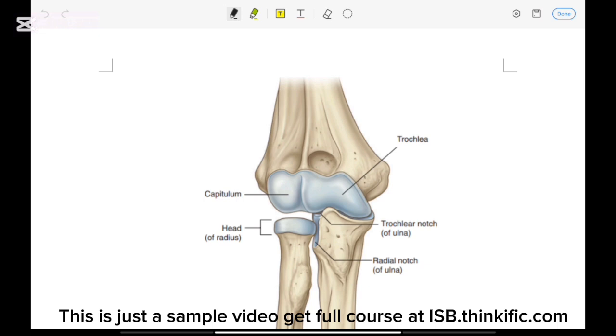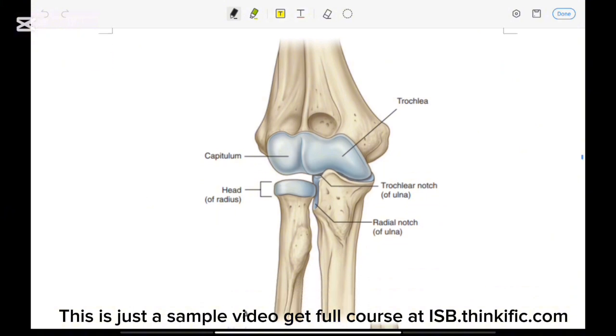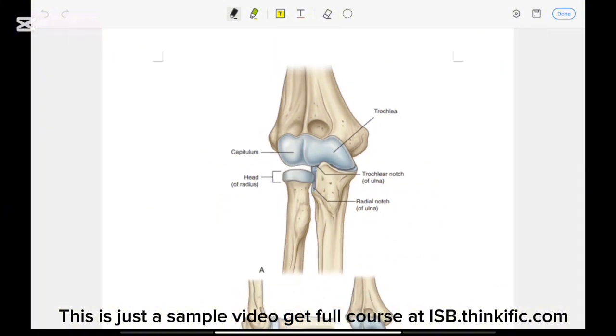We will be talking about the elbow joint and forearm in this lecture. You can view the elbow joint as a complex joint, meaning it involves three separate articulations. These three separate articulations: number one, between the head of the radius and the capitulum. Number two, between the ulna and the trochlea. Number three, between the proximal radius and ulna. These three separate articular surfaces share a common synovial cavity. All of them are enclosed within one cavity.